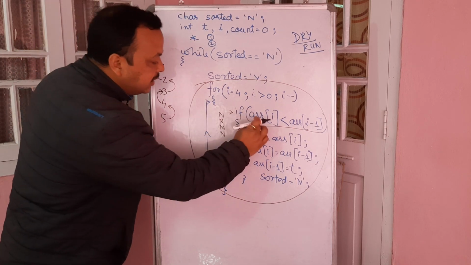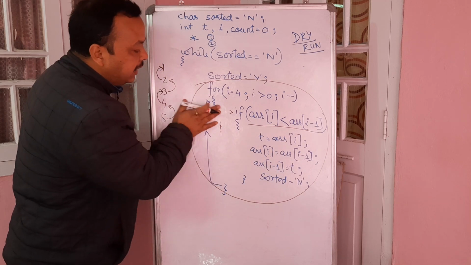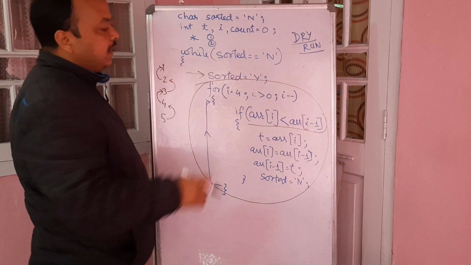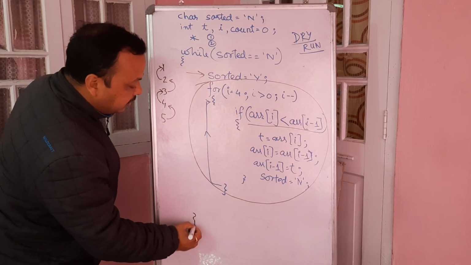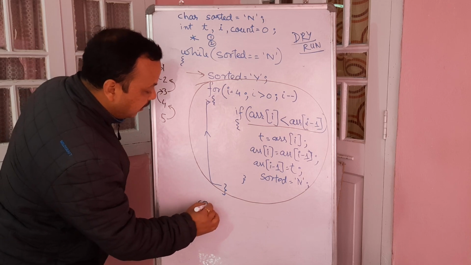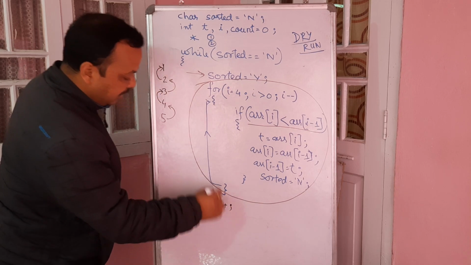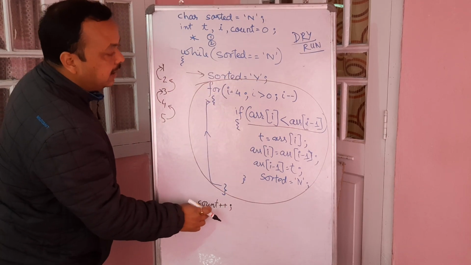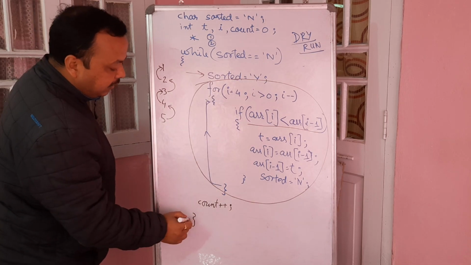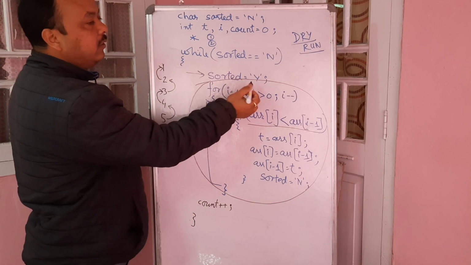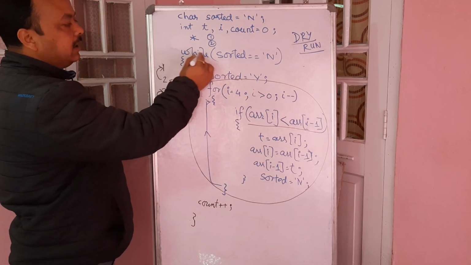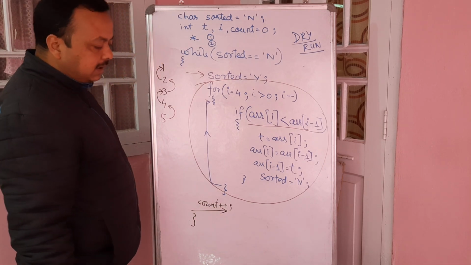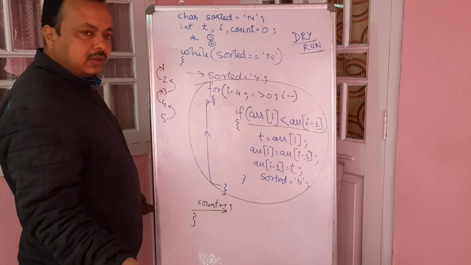So I'm not entering the body of the if. If I don't enter the body of the if, what happens to the value of sorted? It remains y. When it comes out of the for loop, I've counted how many times I ran the number of passes. It will not re-enter the while loop because the sorted value remains y. So my count value will tell me how many passes I ran, and my array is sorted. Thank you.